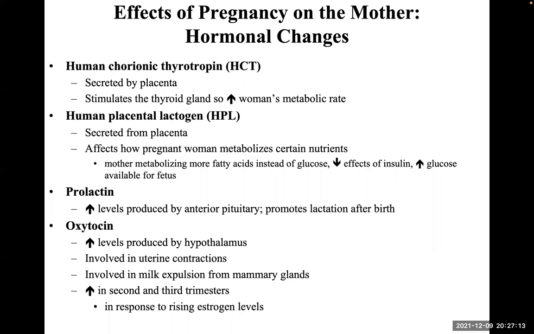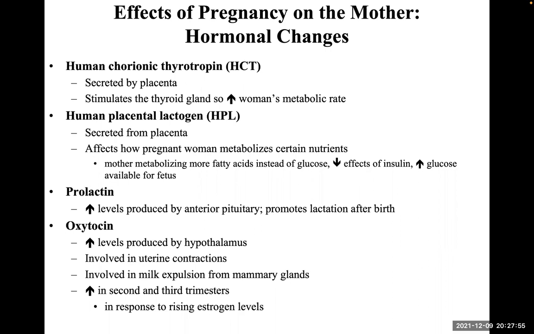The placental lactogen hormone, so HPL, also secreted from the placenta, plays an important role in how the pregnant woman metabolizes macromolecules. So the effect HPL has is it makes the pregnant woman's cells resistant to insulin. The effect that has is to keep blood glucose levels higher than what you would normally see. And that allows there to be more glucose available to the developing embryo and fetus, right? That can also contribute to the development of a homeostatic imbalance called gestational diabetes.